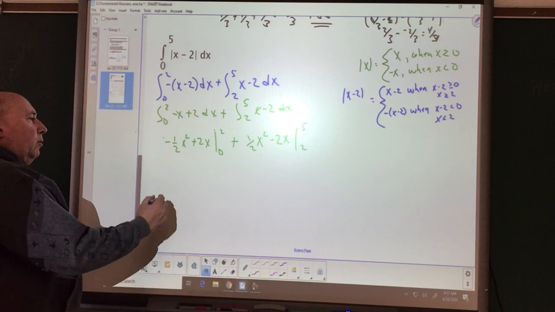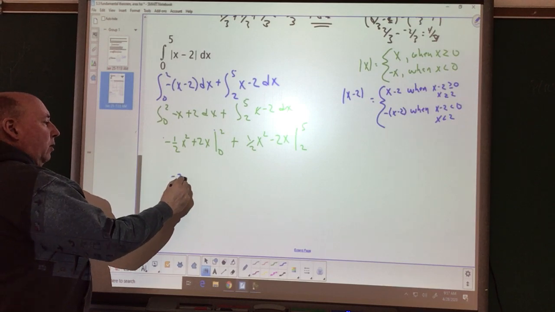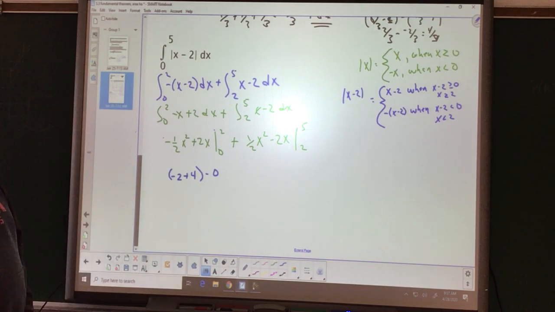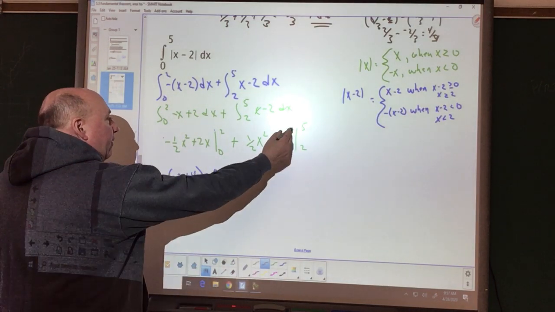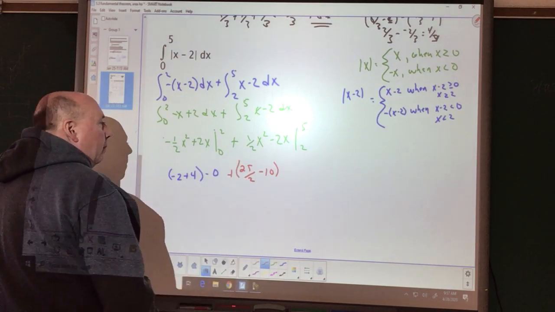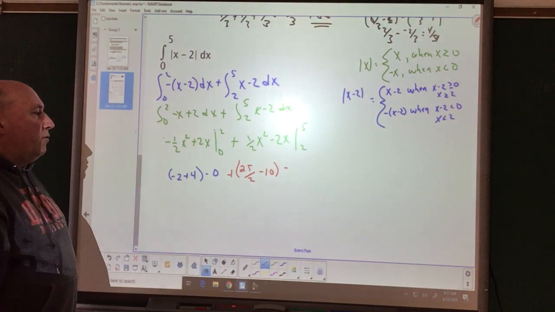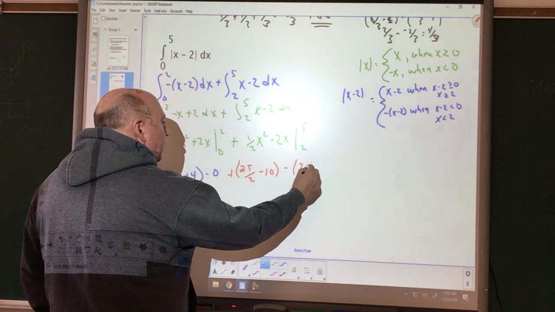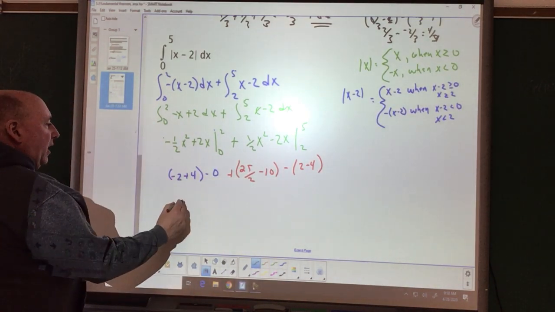So if I evaluate at 2, we have negative 1/2 times 4, which is negative 2, plus 4, minus my evaluation at 0. If we go to the second one here, we have to evaluate at 5, which is 25 halves minus 10. And then subtract off the evaluation at the value of 2. So evaluation at 2 is 4 times 1/2, which is 2, minus 4. So this gives me a value of 2.